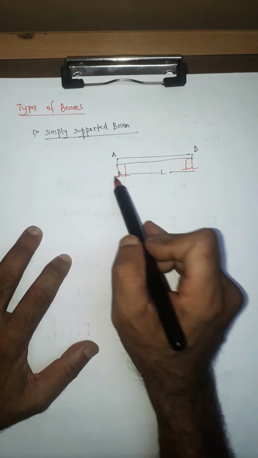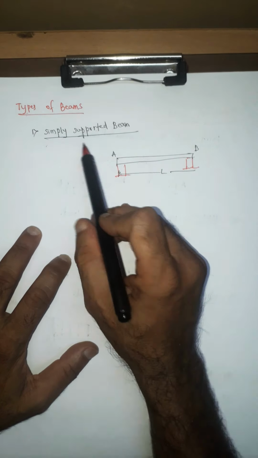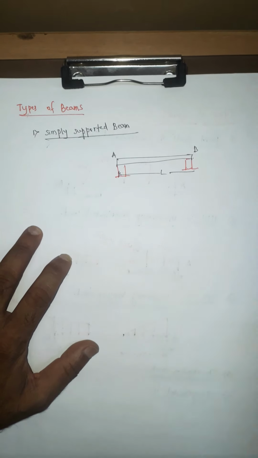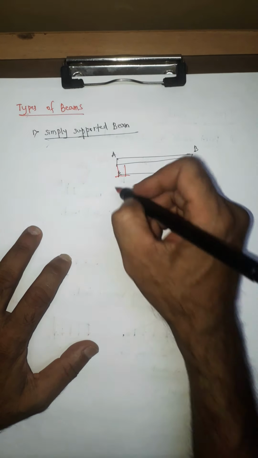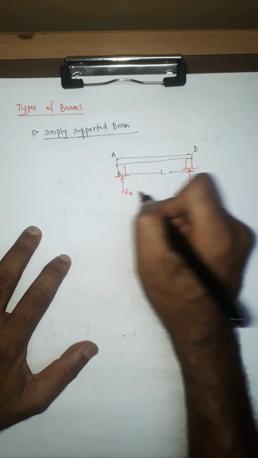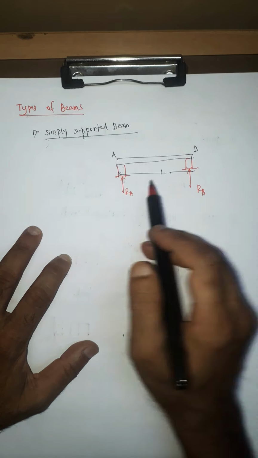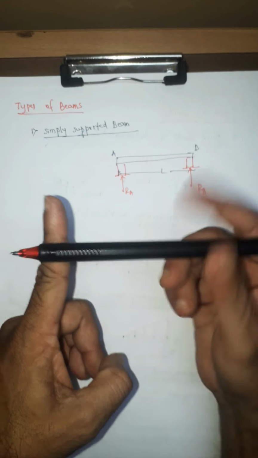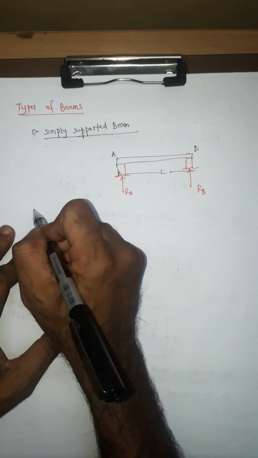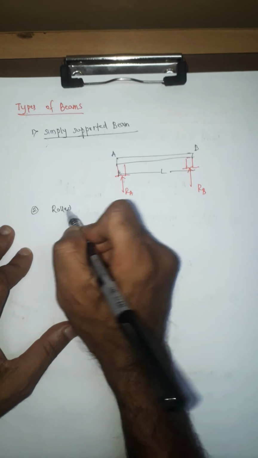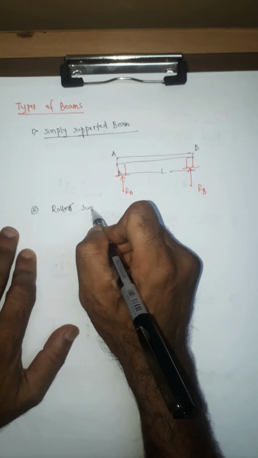On both ends the beam has supports, that is two simple supports. And we know that each simple support is going to give one reaction. This is RA, this is RB. So if the beam is simply resting on two simple supports, then the beam is called a simply supported beam. Then the second is the roller supported beam.